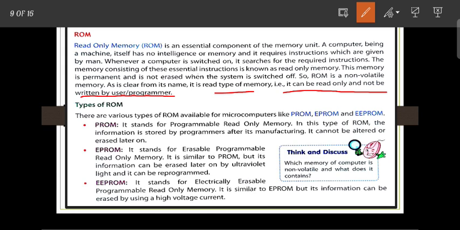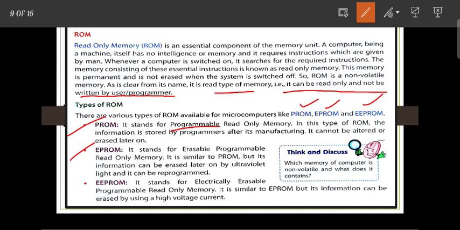There are three types of ROM: PROM, EPROM, EEPROM. First is PROM, which stands for programmable ROM, programmable read-only memory. It is a type of ROM. The information stored by the programmers after its manufacturing cannot be altered or erased later on.